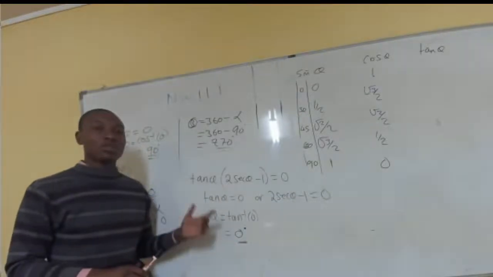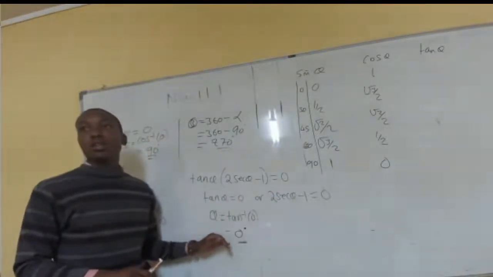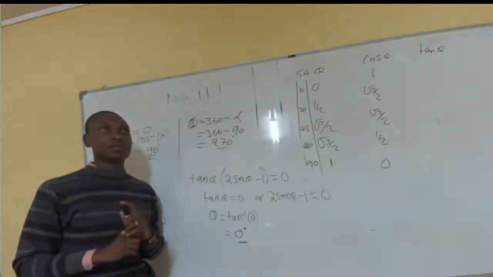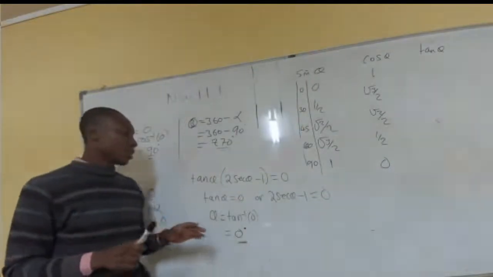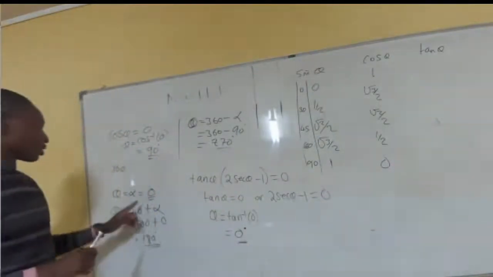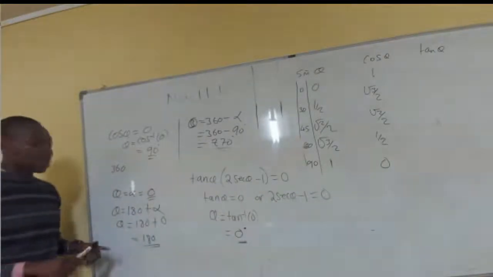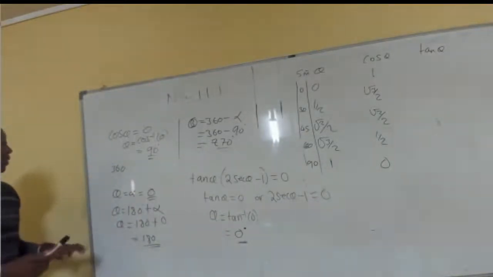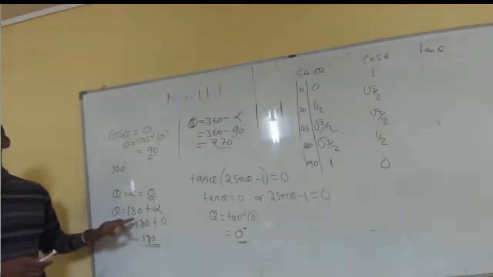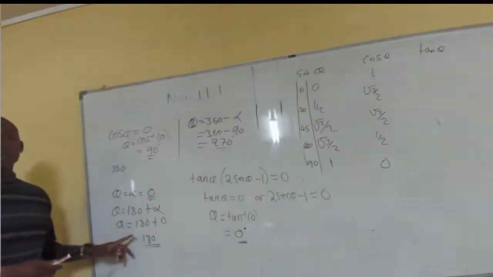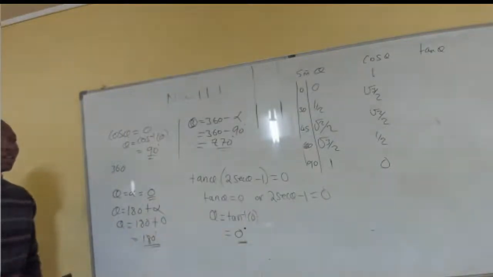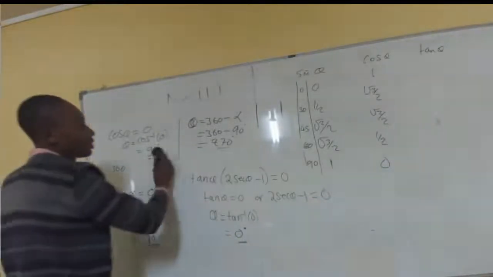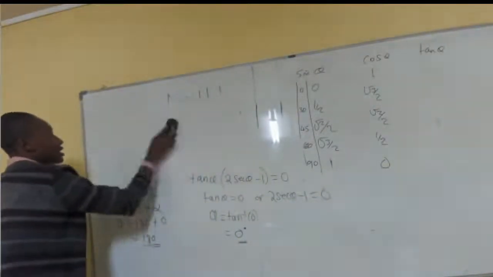Now, we want to find out in which quadrants tan is positive. Tan is positive in the first quadrant, and it's also positive in the third quadrant. So in the first quadrant, we have alpha is equal to theta, so this is why you see that I just wrote 0 there. Then in the third quadrant, you know that theta is given as 180 plus alpha. So we have theta equal to 180 plus 0 degrees, which is 180. So that is the first set of solutions which we have. Right, now we need the second set of solutions.